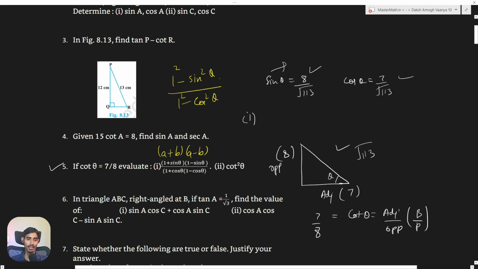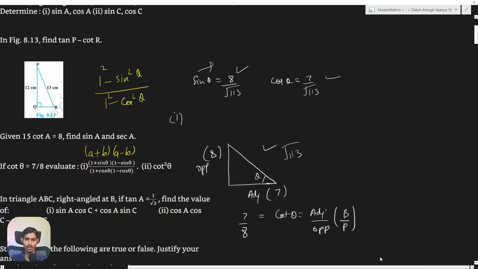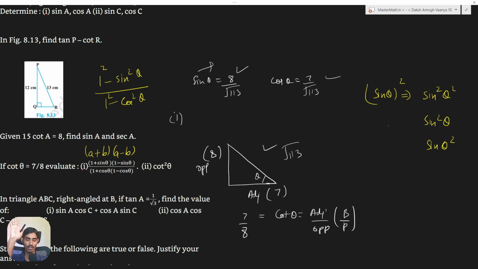Now, sine square theta, I don't know if I discussed this or not. Suppose we are squaring sine theta. So what is it equal to? Sine square theta square, sine square theta, or sine theta square. Which of the three is true? Who thinks sine square theta square is correct? No one thinks. Did we discuss? Sine square theta, who thinks it is correct? Okay. Sine theta square.